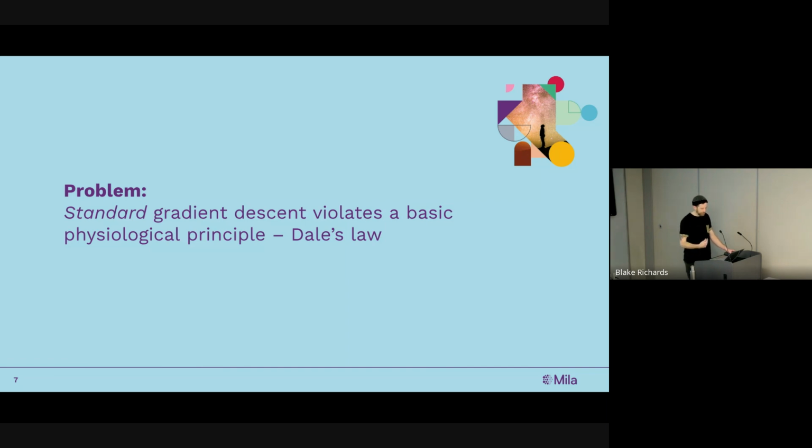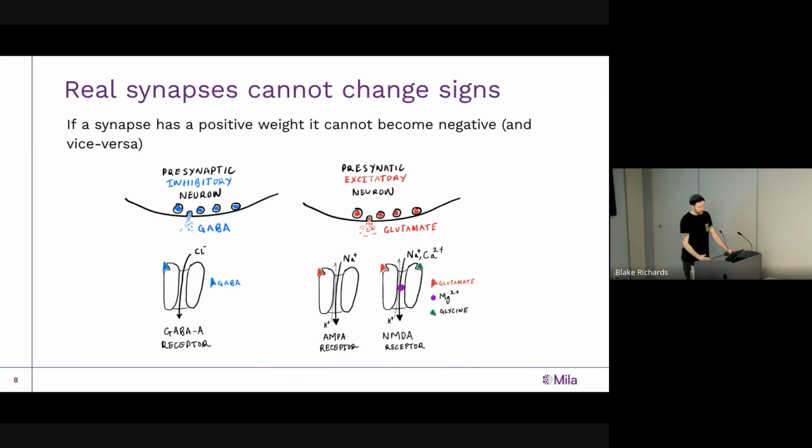But another one of the basic physiological principles that gradient descent violates, that we rarely have thought of in this work, is Dale's law. Now, Dale's law is actually not a law. There are almost no laws in biology. Biology will always find things that violate whatever you say is a law. But we can maybe refer to Dale's principle, which is that for most of the neurons in the brain, these neurons can only release a single type of neurotransmitter from their axon terminals.